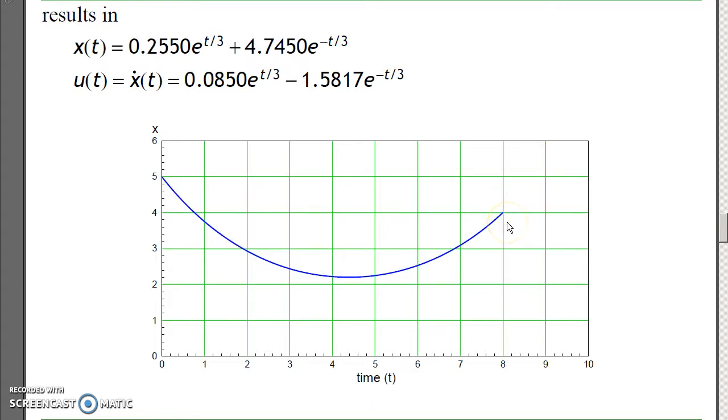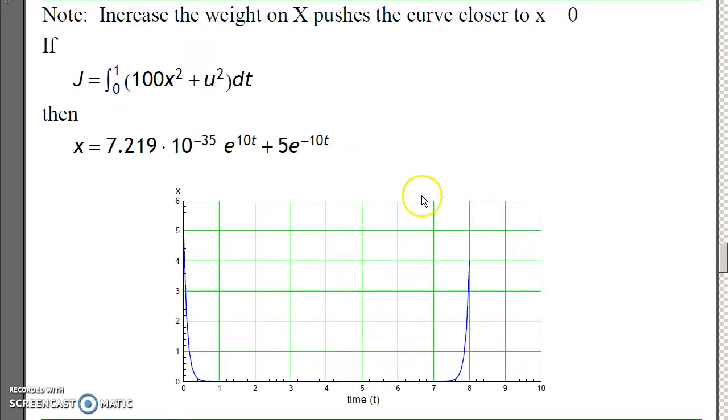If I change the cost function, instead of weighting u by 9, let's weight x by 100. Going through the derivation, the general form is a e to the 10t plus b e to the minus 10t. Plug in the two endpoints, and I get this solution. By weighting x, I now drive x to 0 very quickly, and then at the end, x comes off 0 to go to my endpoint.